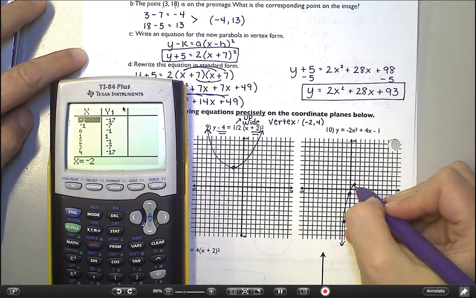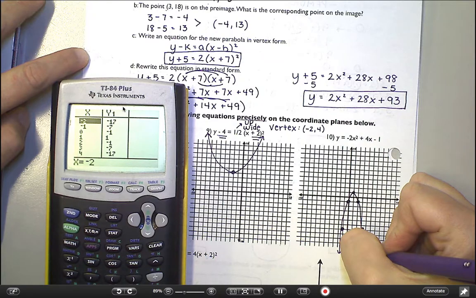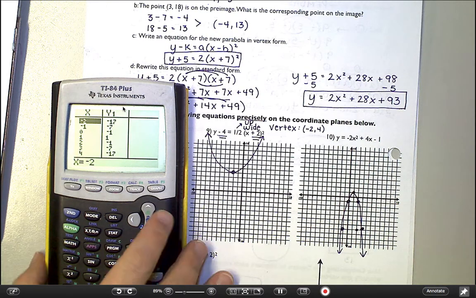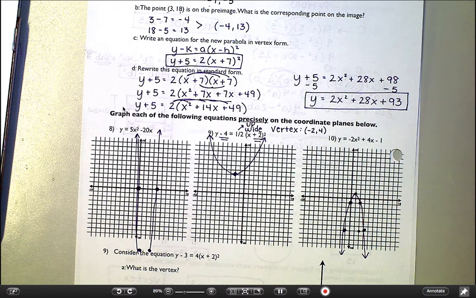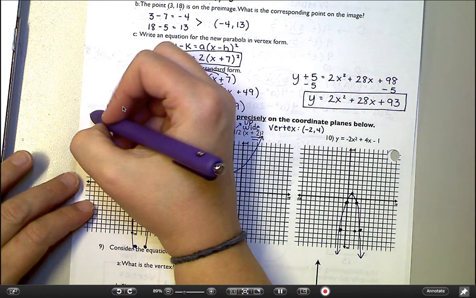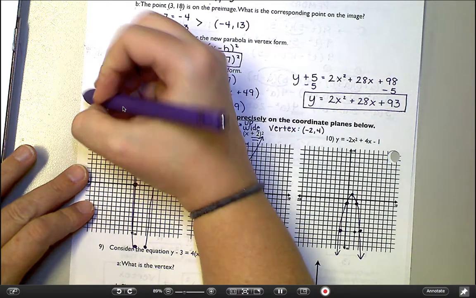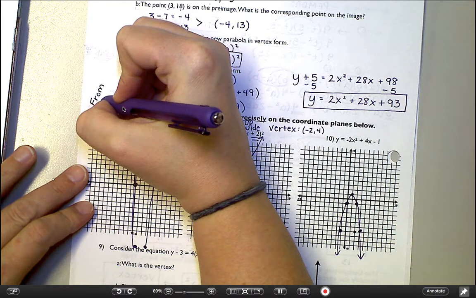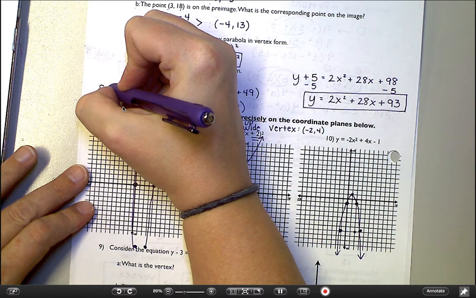Where the points on one side match the points on the other. That's because of that axis of symmetry idea that we talked about. Okay, so that's where that graph should be. I'm just going to put a note here in case you're just looking at the answer key, that this is coming from the graphing calculator.